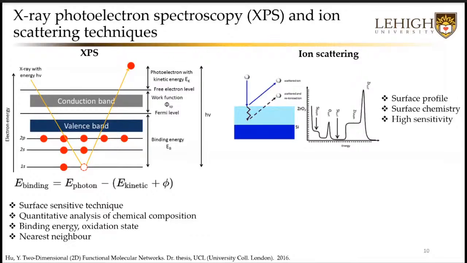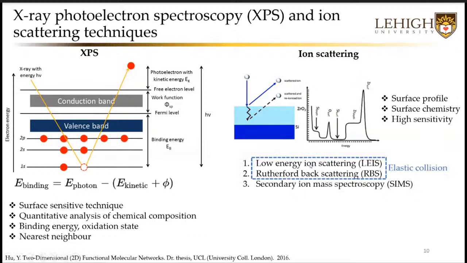The other commonly used techniques are ion scattering. So here there are three types of ion scattering. When you look at the three types, there are low energy ion scattering, Rutherford backscattering, which is also called high energy ion scattering, and SIMS. What ion scattering means here is when the ions are accelerated and implanted onto the surface of a sample. Scattering, elastic and inelastic.